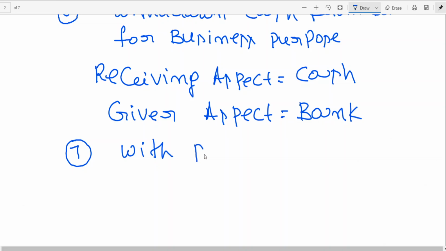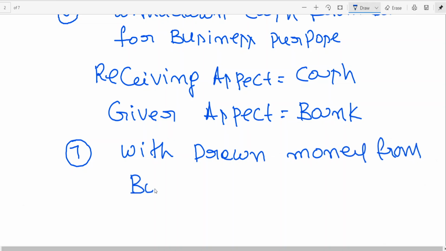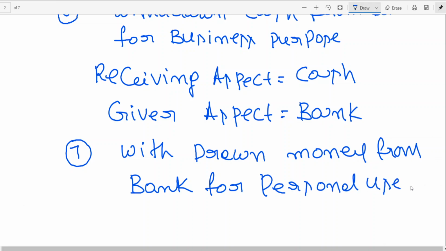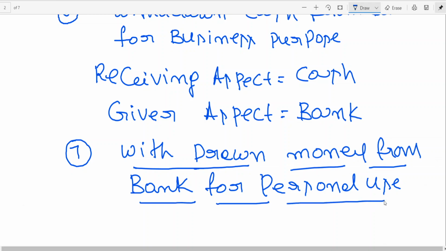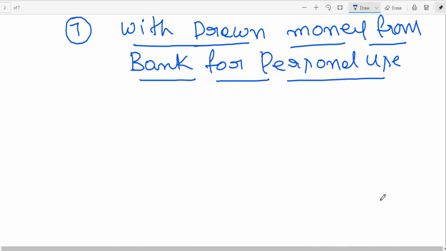Withdrawn money from bank for personal use. Come on, personal use means drawings. But you take the money from whom? Bank. Now here I am writing receiver aspect. Who is the receiver? Proprietor. Name of the proprietor is Suresh.